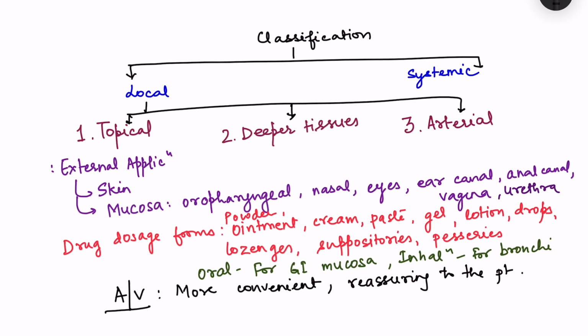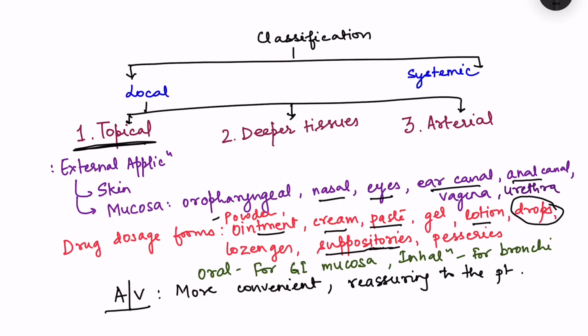So first is local, in which we have the topical application. That means the drug is applied superficially on the skin or mucosa. So what are the drug dosage forms which can be applied superficially? This may include ointment, cream, paste, dusting powders, even gel, lotion. Drops can be there, for example, drops for the nose, eyes, ear canal, anal canal. Then even suppositories which can be inserted into the rectum.